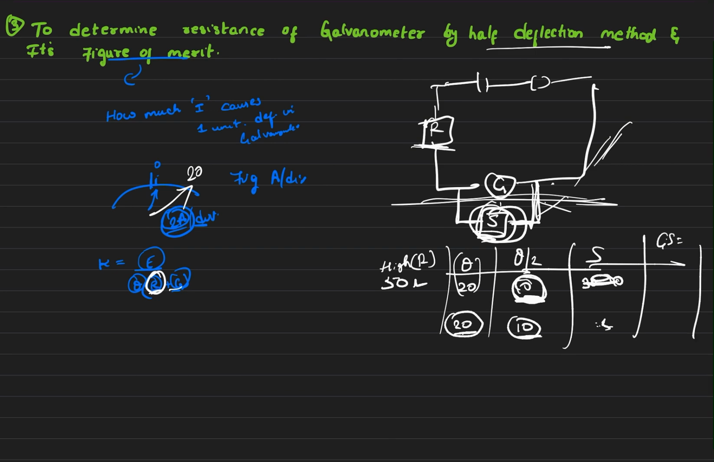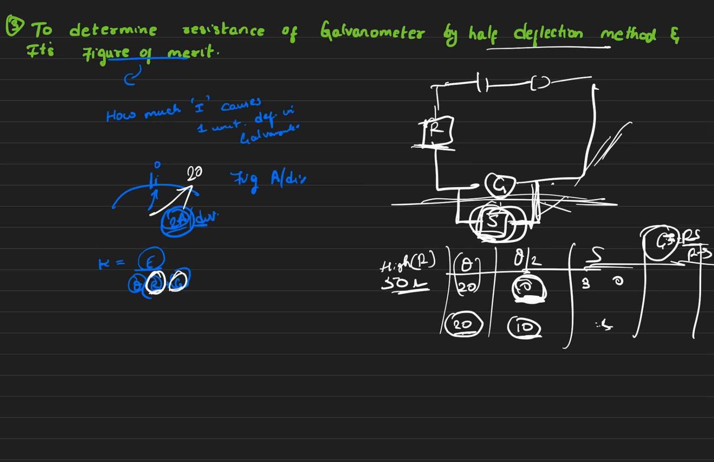G, the galvanometer resistance, is equal to RS by R minus S. Whatever R you took, minus S, and in the numerator you have RS. So you're going to find the value of G. Then if you substitute the value of G here, you can find the K.